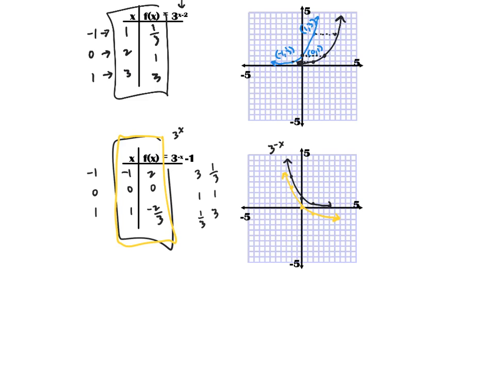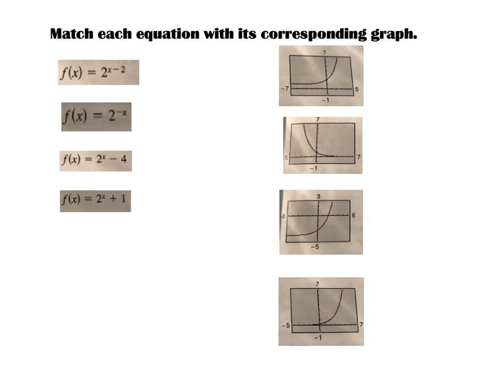All right, let's keep on moving. Okay, so let's match each of the corresponding functions with their graph. I'm going to analyze the graphs first. It looks like this graph has been shifted up 1 unit. It looks like this graph has been flipped horizontally. Looks like this graph has been shifted down, let's see, 1, 2, 3, 4 units.